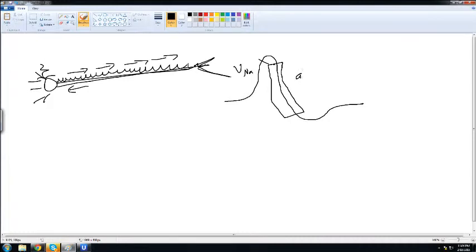This is what we call the absolute refractory period. It is absolutely impossible to start another action potential during this absolute refractory period.